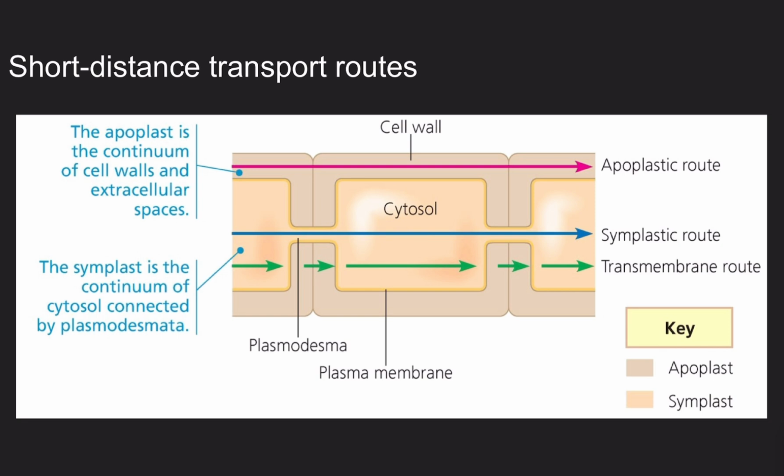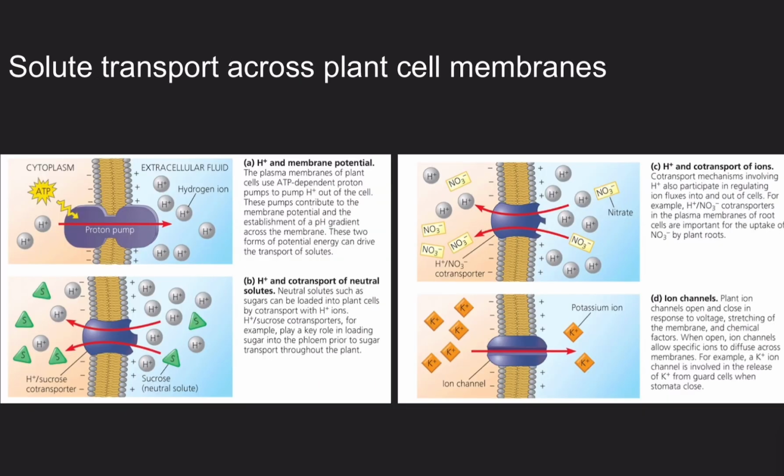The transmembrane route involves taking transport routes that go through both the cytosol and the cell wall, so through both the symplast and the apoplast. There are various methods of solute transport across plant cell membranes.